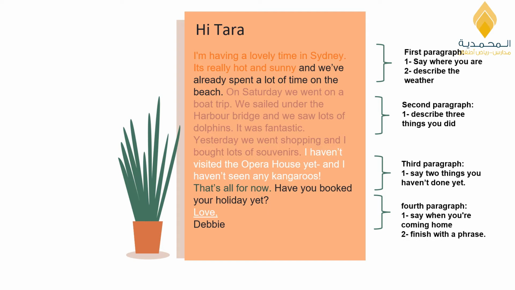In the third paragraph, she is describing 2 things she hasn't done yet. So she hasn't visited the Opera House and she hasn't seen any kangaroos. In the fourth paragraph, which is the last one, she says where she is coming home, and she finished her email with a phrase which is "That's all for now," followed by love and her name.